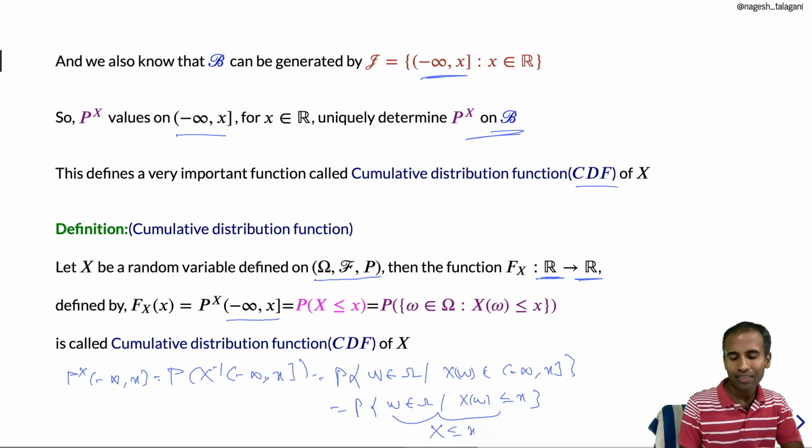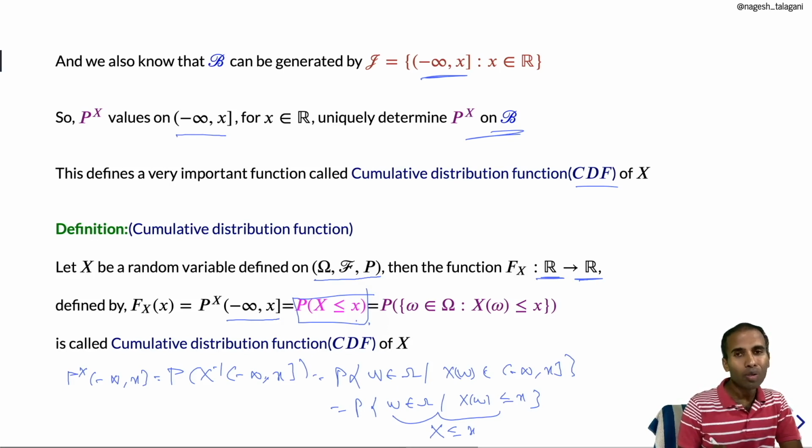For this event, the simple notation is we write X less than or equal to x. Whenever we write X less than or equal to x, we mean the collection of all outcomes for which X(omega) is less than or equal to x. That's why we can also write the probability of X less than or equal to x, by which we mean P_X of (minus infinity, x]. So this is the cumulative distribution function, which we call the CDF.